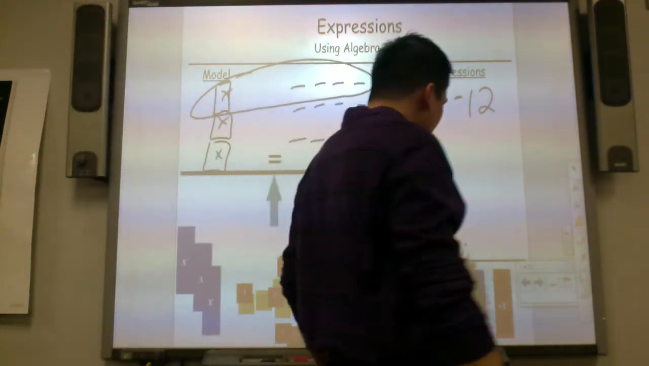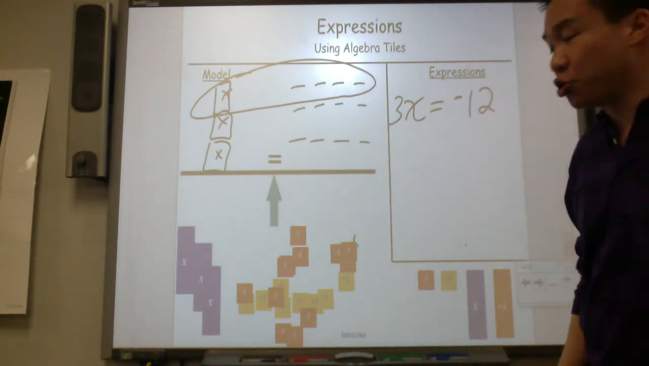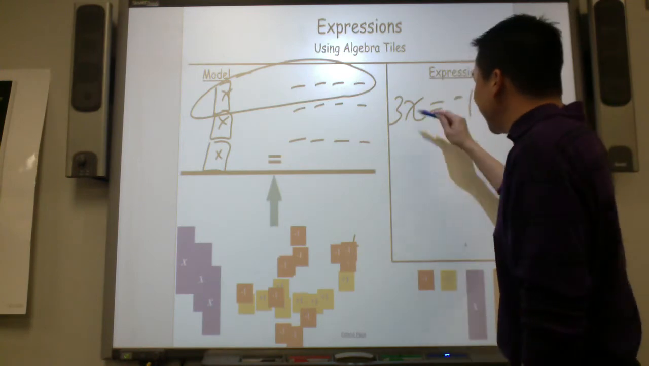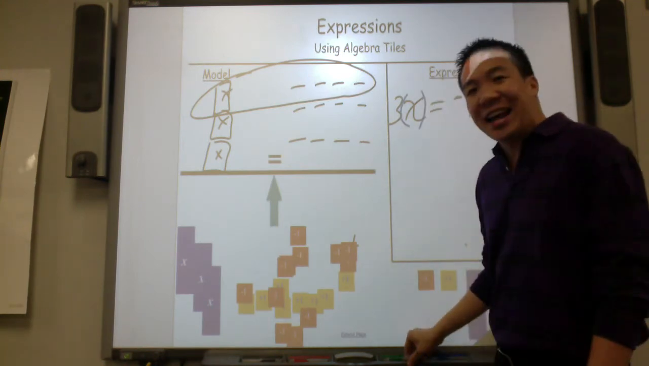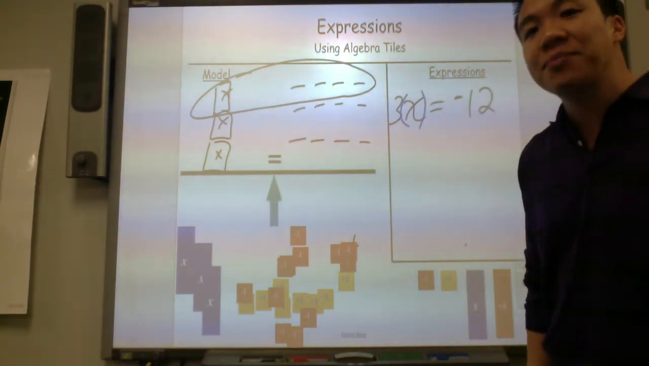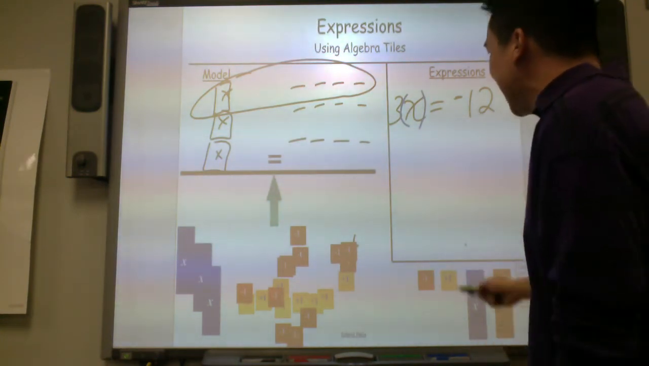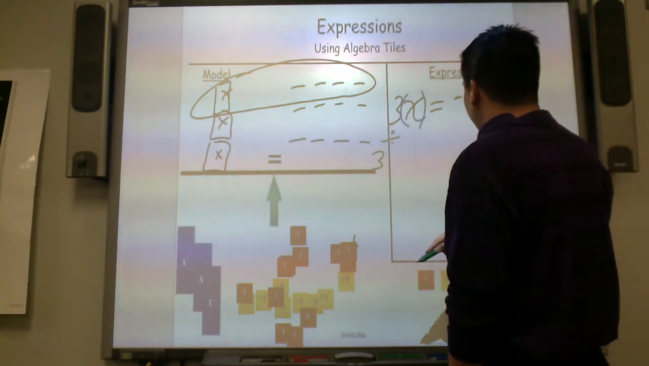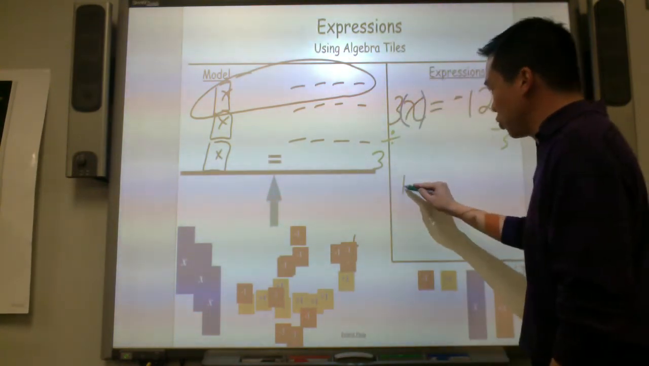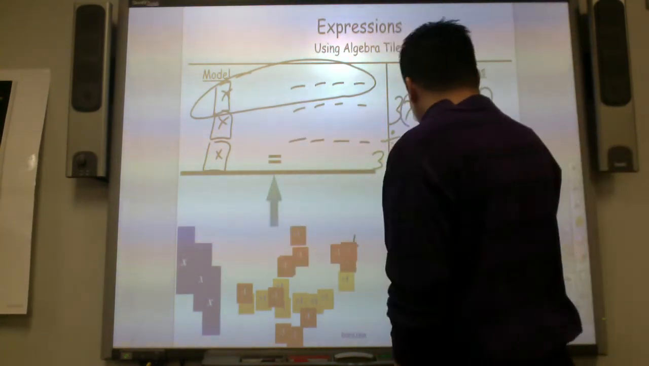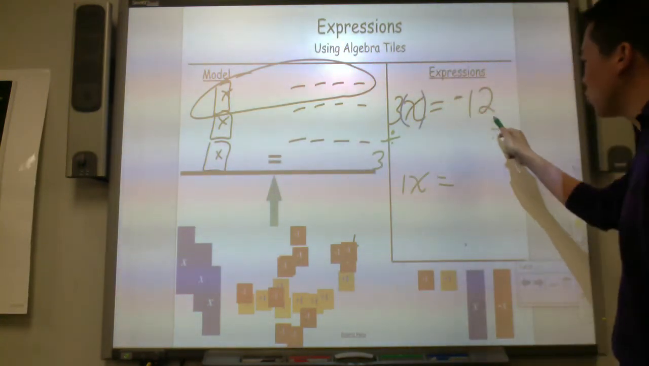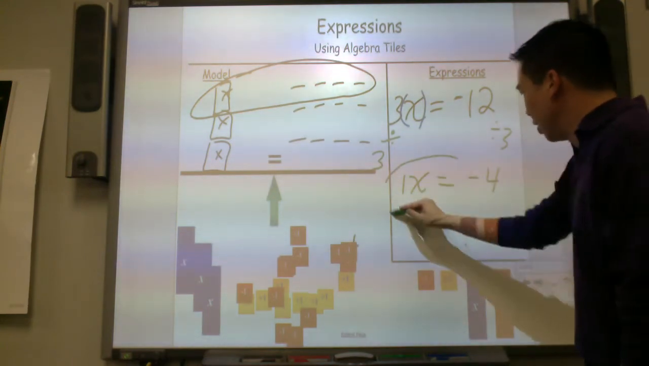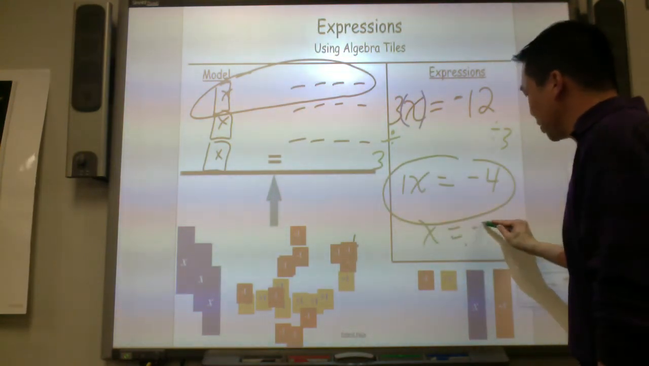What if you don't want to use algebra tiles or you choose drawing? Could you solve this? What is the inverse? Remember, this means 3 times x. What is the inverse of 3 times x? Divide by 3. So 3 divided by 3 is 1x. And what is negative 12 divided into 3 groups? Negative 4. So x equals negative 4.